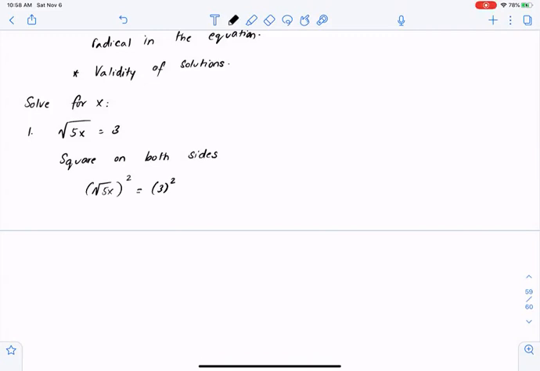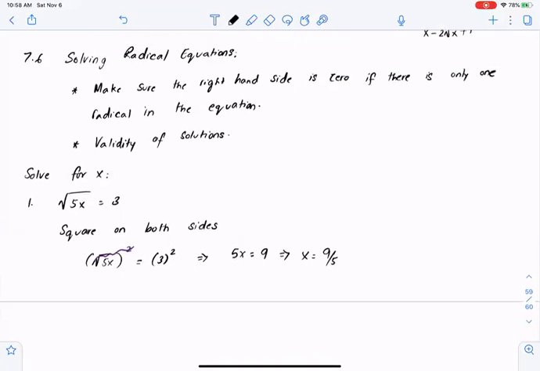So we will have square root of 5x, the entire thing squared, and that would be equal to 3 squared. The root and the square will get cancelled. So 5x would be equal to 3 squared, which is 9. Divide by 5 on both sides. X is simply 9 over 5. And that is going to satisfy the equation.